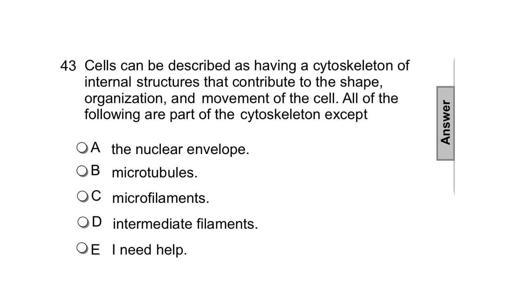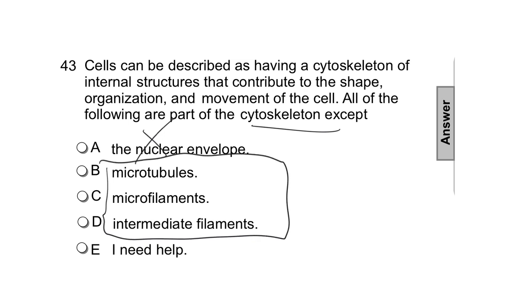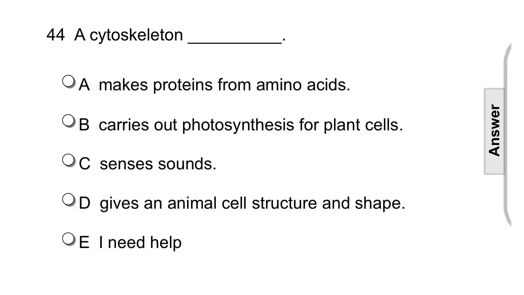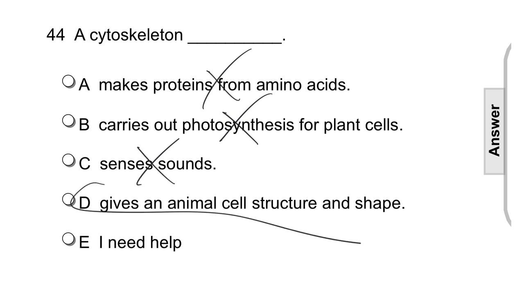Okay, so what are the parts of the cytoskeleton? Well, the nuclear envelope is not part of the cytoskeleton. It's connected to the cytoskeleton, but it's not part of the cytoskeleton. So these are different kinds of protein fibers, which you don't really have to memorize. A cytoskeleton makes proteins from amino acids. What? Carries out? No. What? Gives an animal cell structure and shape. Ding.